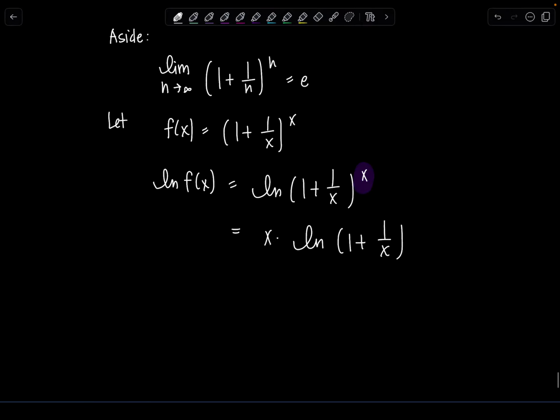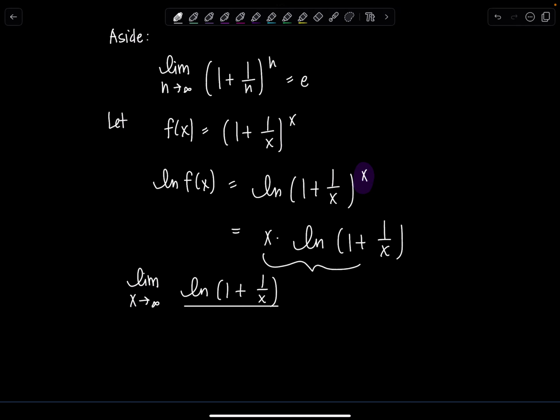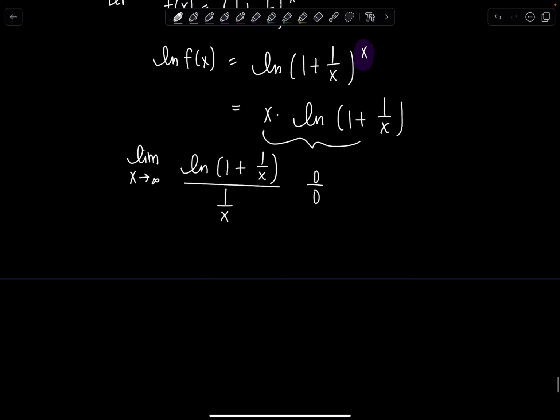So then we have x times the natural log of 1 plus 1 over x. Now when we look at the limit as x goes to infinity, I can force this into a fraction. I can make a quotient out of it. So we have ln of (1 plus 1 over x) over 1 over x. And you see now as x goes to infinity, 1 over x will go to 0. I have ln of 1 in the numerator, so that's approaching 0. The denominator is also approaching 0, so we can go ahead and apply L'Hopital's rule.